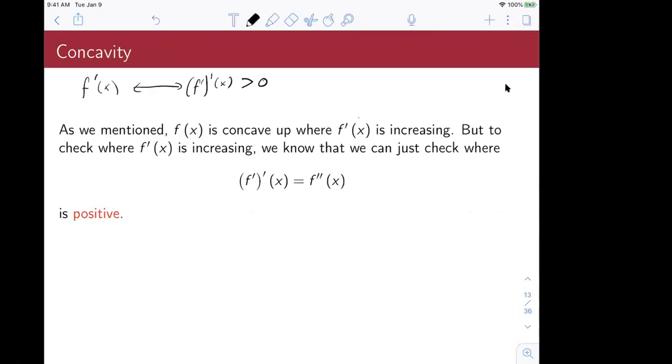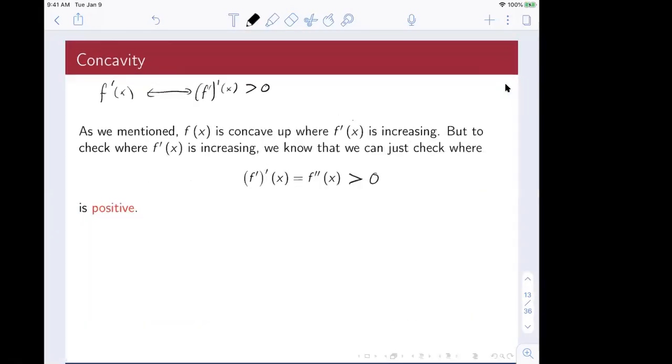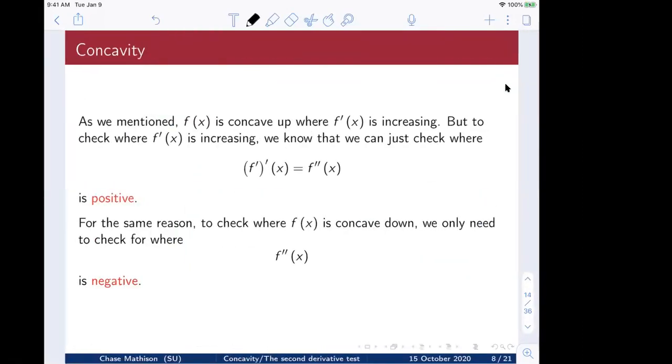So I want to check for where f is concave up, which is where f prime of x is increasing. I want to check where f double prime of x is greater than 0, or in other words, where f double prime of x is positive. And by the same reasoning, if we want to check where f of x is concave down, we just need to check where f double prime of x is less than 0, or in other words, where f double prime of x is negative. This is how we check for concavity.